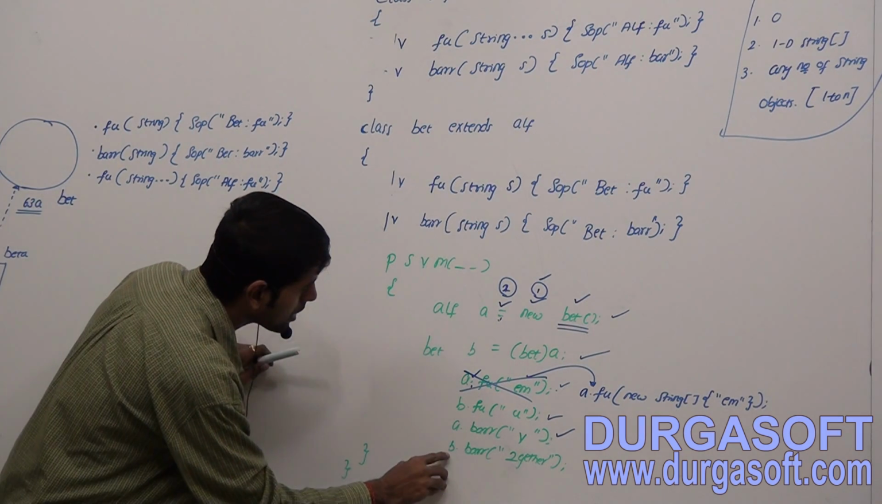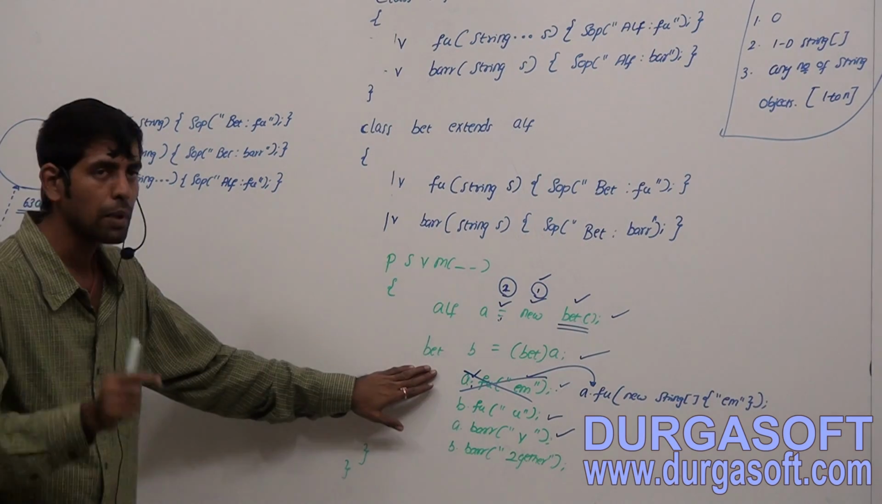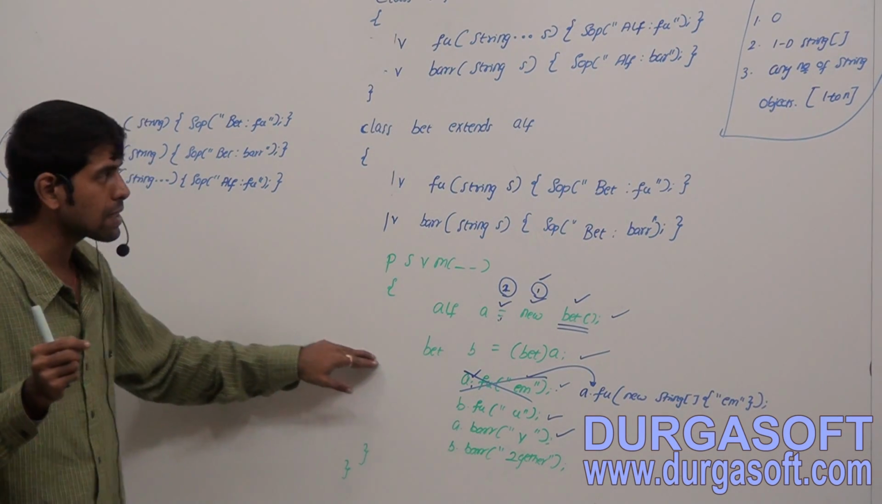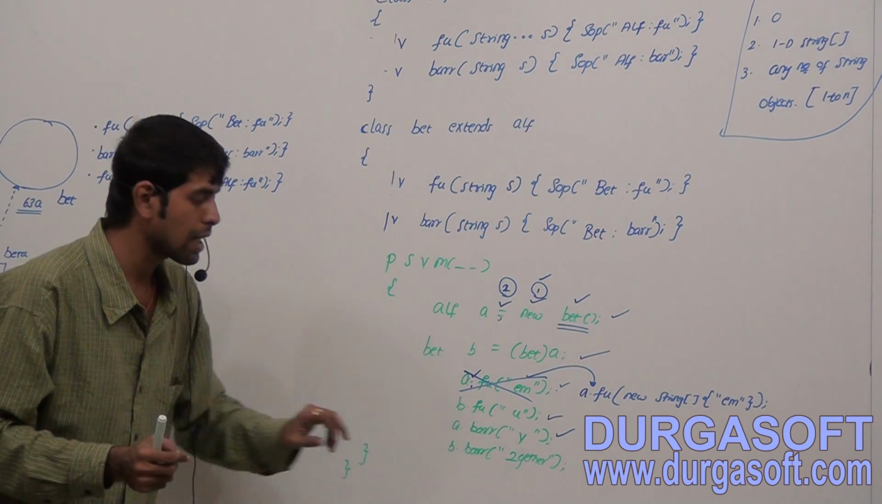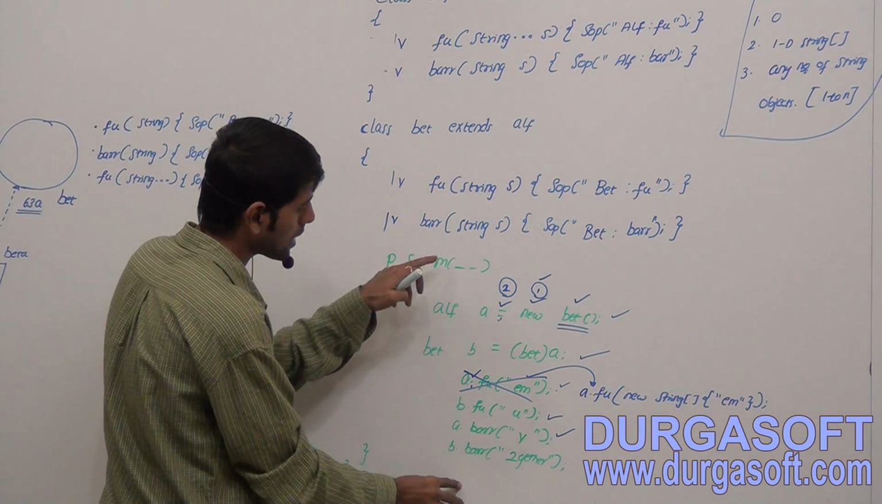Now come to this one. What is B, friends? Beta. It is of which type? Beta type. Now within this class it will check, is there any bar method? Yes, it is available with an argument of what?